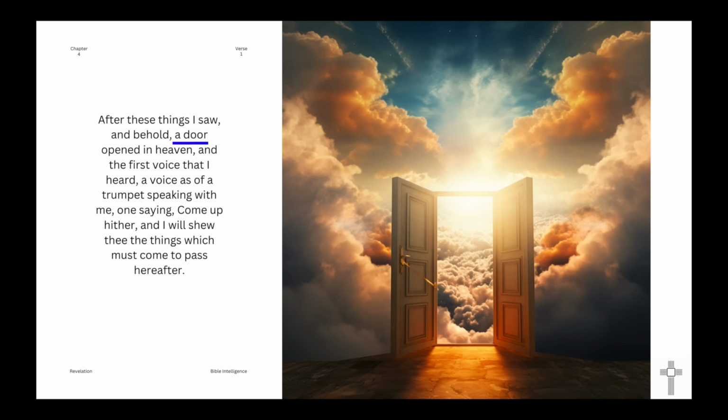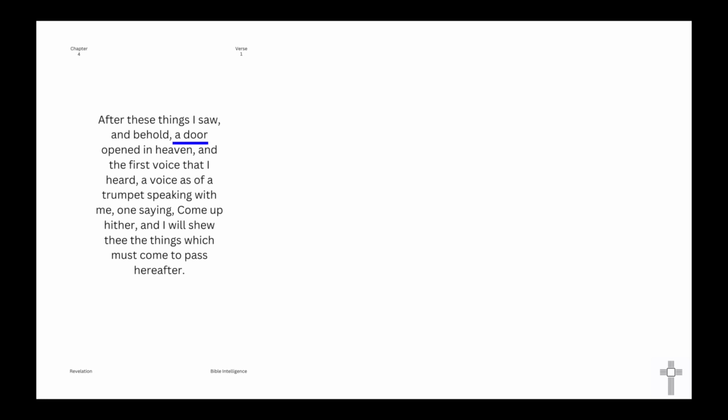So the first thing I want to look at is this concept of a door. So we've got a door, we've got our image of the door opening up in heaven. And what I like about the concept of a door is, if we were to look at other Bible verses, we see that Jesus is associated with a door.